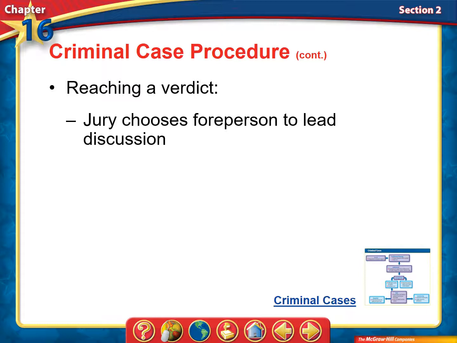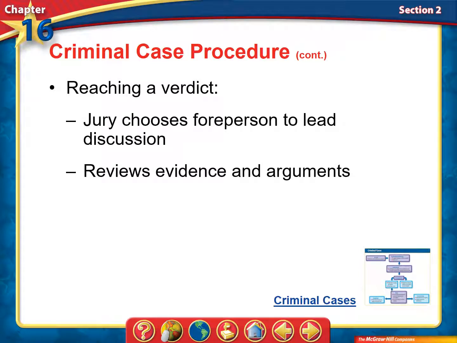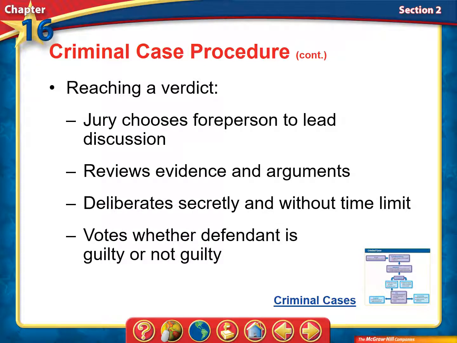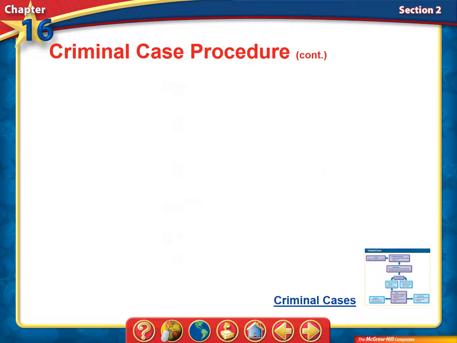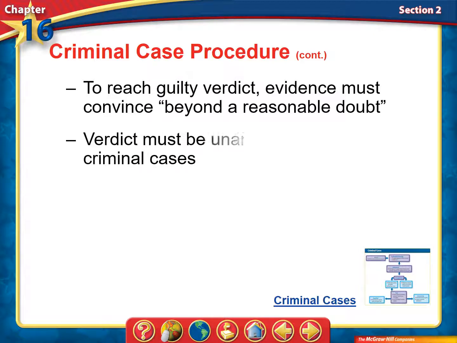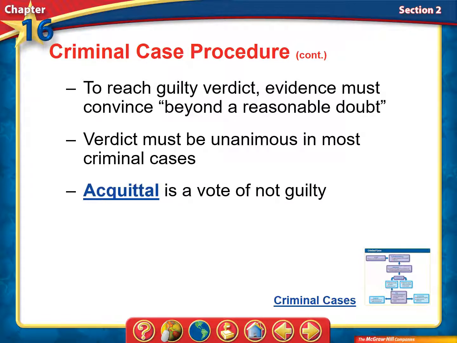While the jury is conferring, they'll review evidence and arguments. They'll deliberate, and they may do so indefinitely if they choose. But ultimately, they want to get out of there, so they're going to make a decision eventually, and they will vote on that decision on whether or not the defendant is guilty or not guilty. Now, to reach a guilty verdict, evidence must be presented to convince, quote, beyond a reasonable doubt. The verdict must be unanimous, or the person goes free because of a hung jury. A vote of not guilty is legally called an acquittal.